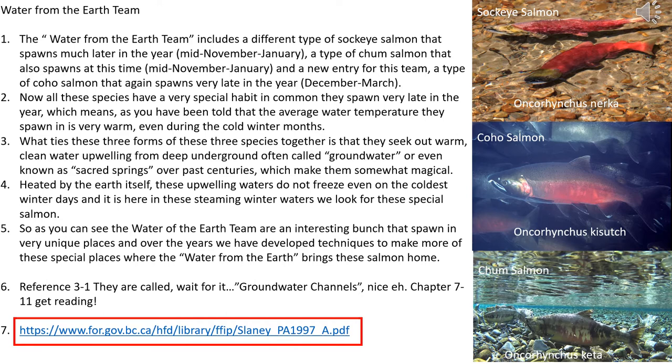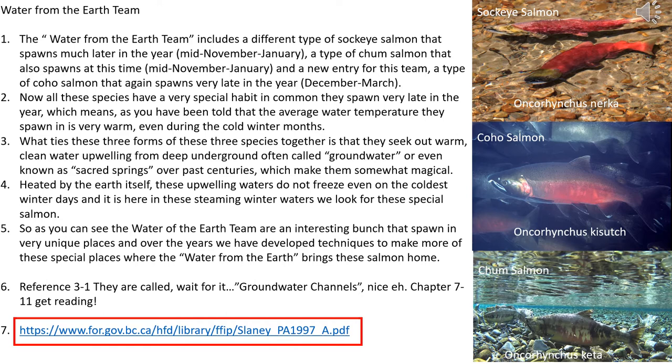So this is what ties these three forms together, these three species. They have adapted to seek out warm, clean water upwelling from deep underground. We often call it groundwater or even springs. And over the past century, many cultures viewed springs as sacred and magical, because they flowed all the time, they were always clean, they never froze, those sorts of things. People understood they were different. These forms of salmon know they're different and seek them out.